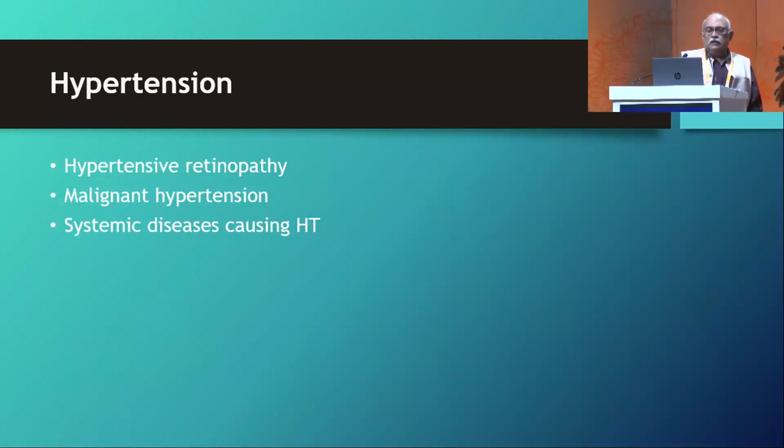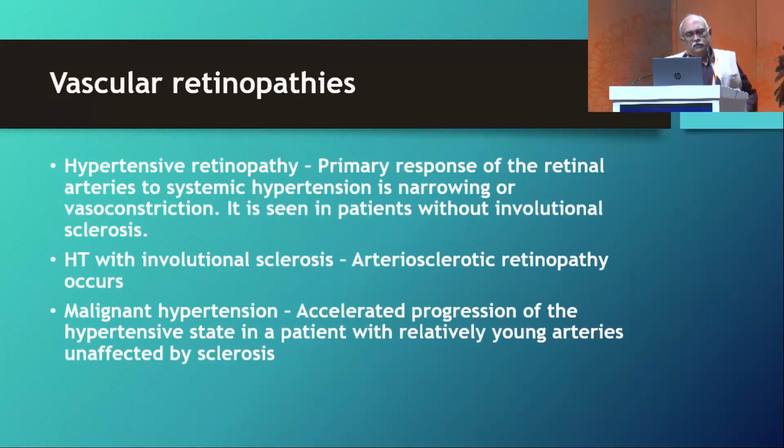So, I will go through some of the hypertensive manifestations. There are two types of manifestations in the retina due to vascular retinopathies. One is hypertensive retinopathy, otherwise arteriosclerotic retinopathy. If there is no arteriosclerosis and suddenly the blood pressure shoots up, you can get hypertensive retinopathy. That is mainly in young people. And in the elderly with involutional sclerosis, you can have arteriosclerotic retinopathy, over which hypertensive changes are superadded.